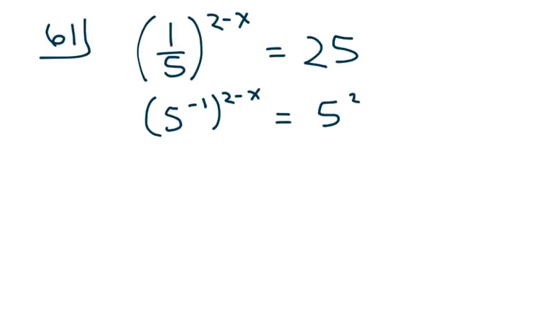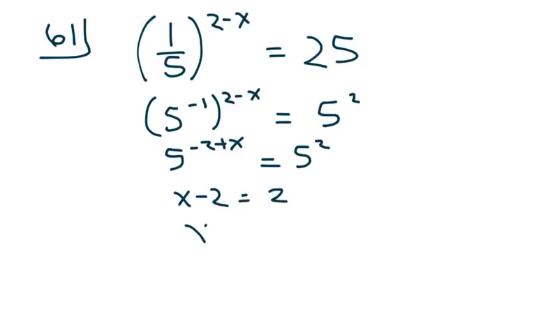So this gives you 5 to the (negative 2 plus x) equals 5 squared. So you're going to get x minus 2 equals 2, so x equals 4. Your solution set is 4.